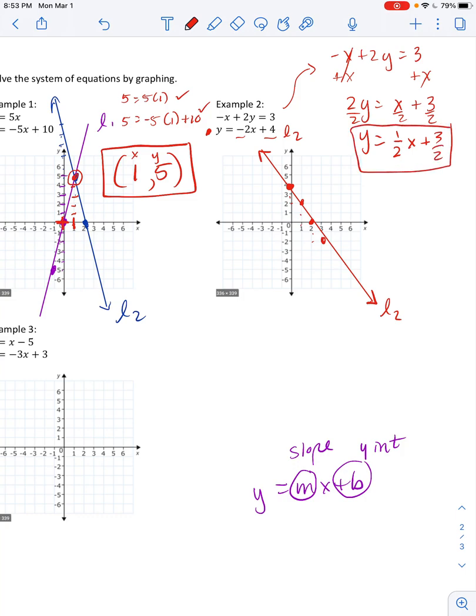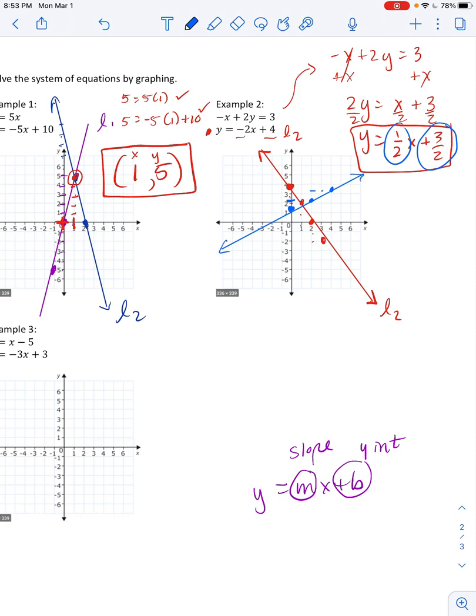So when I go to graph this one, I'm going to shift colors here. I'm going to start at 3/2, which is 1.5, so I'm in the middle here. And then I'm going to be going up 1, so I have to go to the middle above that, and then over 2. Up 1 over 2.